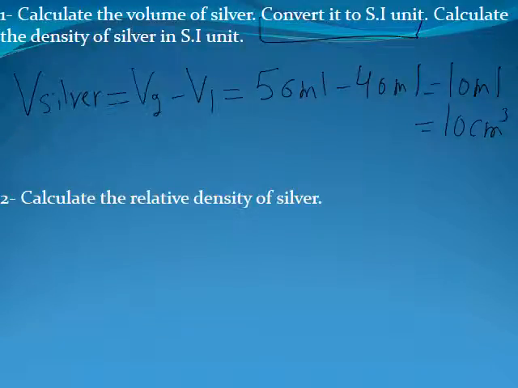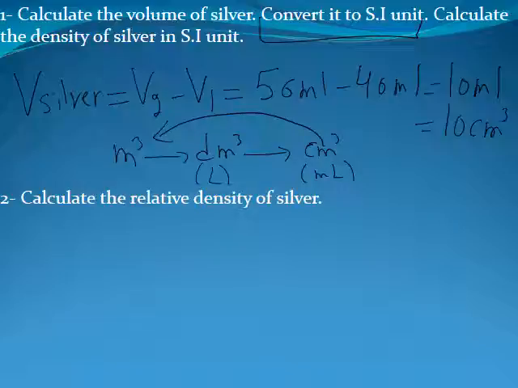Okay, we have to convert it into SI unit. What is the SI unit of volume? Meter cube. As we know the conversions, we have meter cube, which is the same as the liter, and centimeter cube, which is the same as milliliter. We have to convert from centimeter cube. What do we have to do? Divided by 10 to the power 6. So it will be 10 divided by 10 to the power 6.